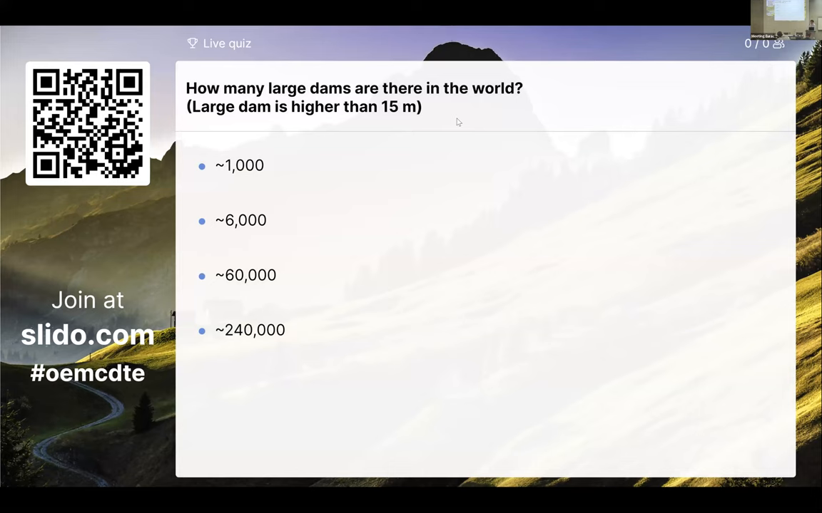This is a quiz, so we will have also a winner without a prize. Only natural dams or also artificial? Natural dams. Okay. Dams is the barrier of the river. Ah, no. It's artificial dams made by us to manage water.